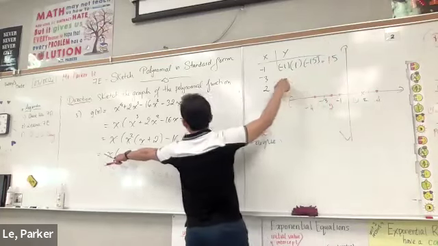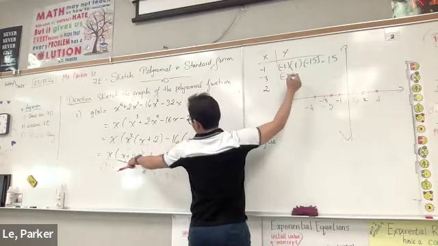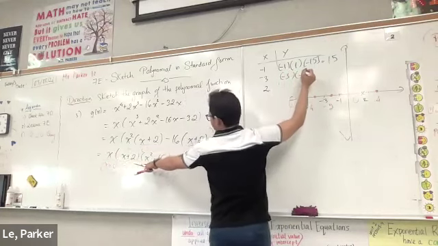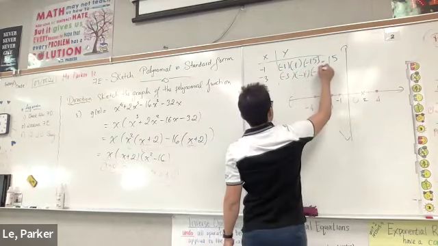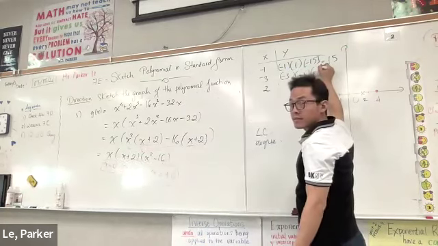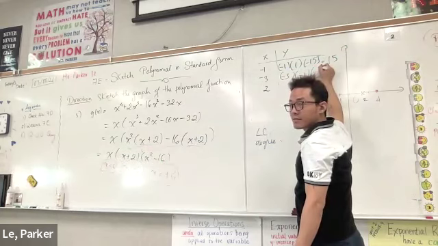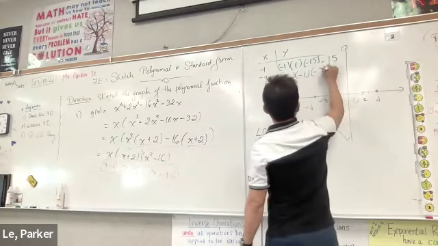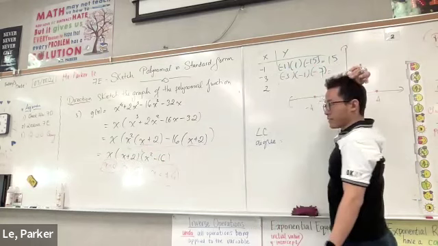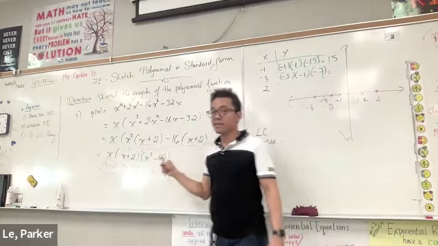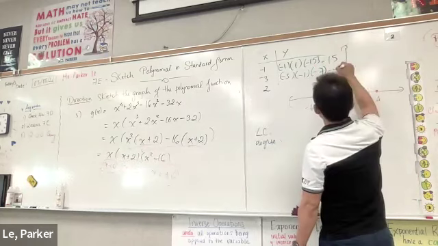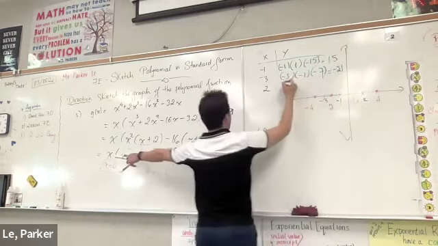Negative 3 plus 2 is negative 1. Negative 3 squared is 9. 9 minus 16 is negative 7. That's negative 21? Negative 3 squared is 9. 9 minus 16. Negative 21.